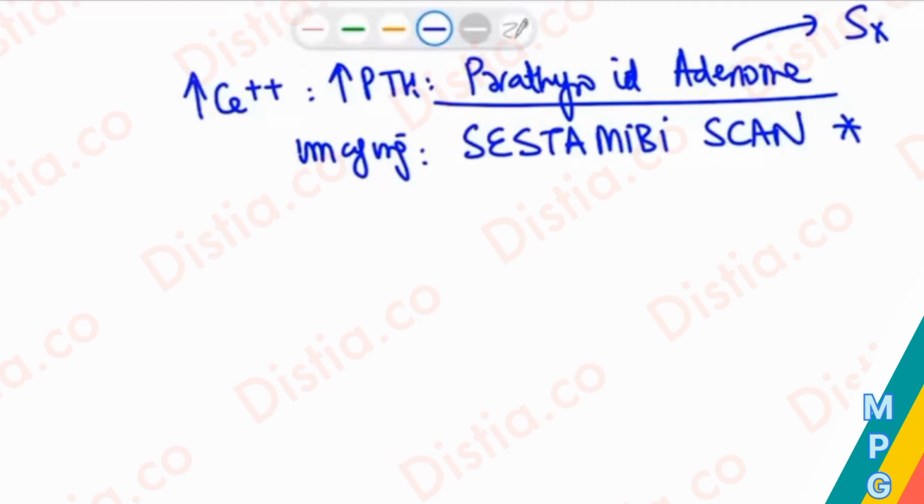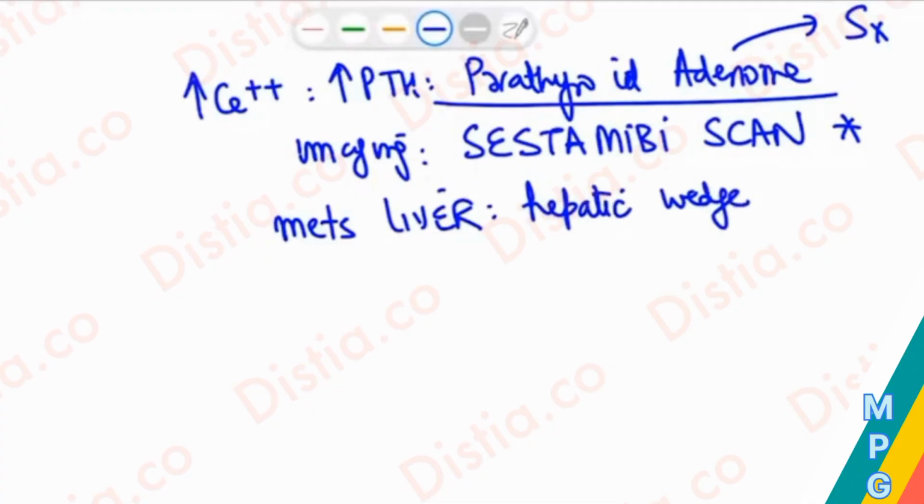So lots of times if these patients have two tumors, they may occur simultaneously or in different decades of life. That's a separate issue. But if a parathyroid adenoma is present, it will worsen the manifestations of Zollinger-Ellison syndrome. If there are mets to the liver, which you can read from surgery, then we can go for hepatic wedge resection. But if it has spread extensively, then nothing much can be done for the patient. The prognosis in those circumstances will be relatively poor.